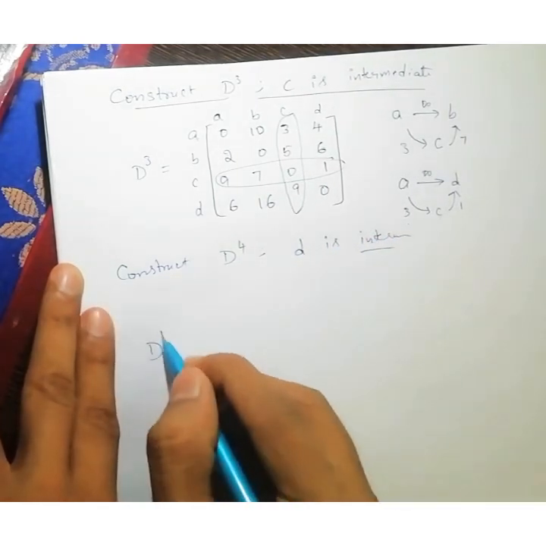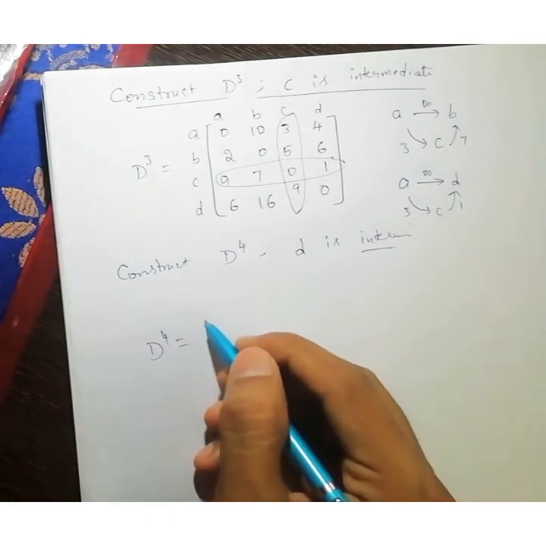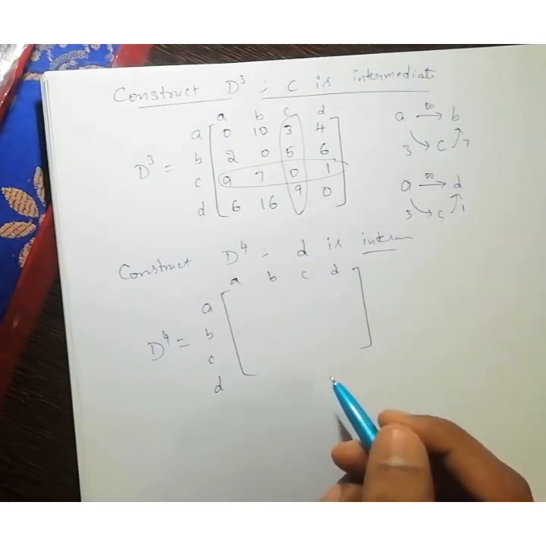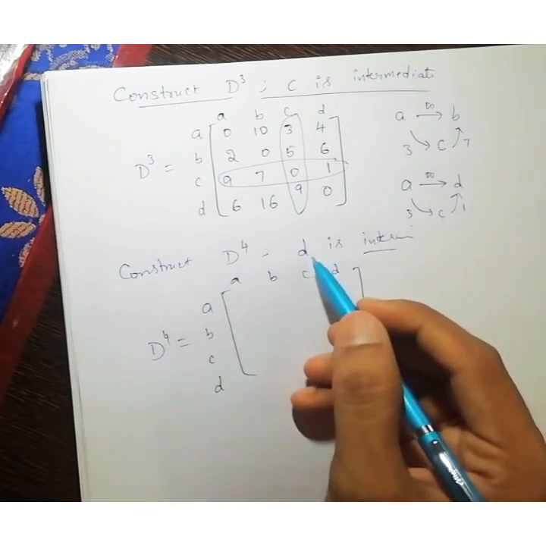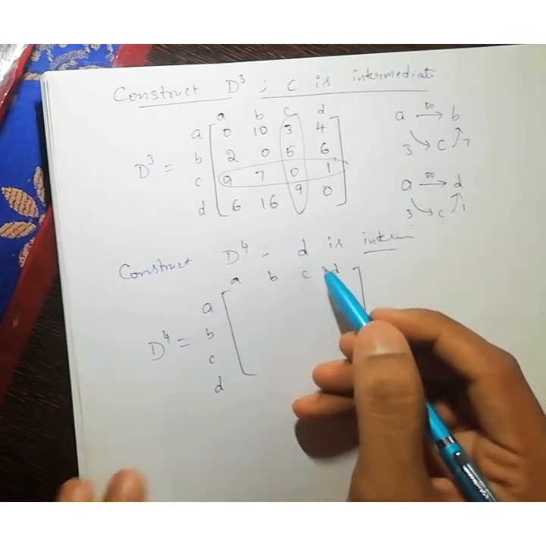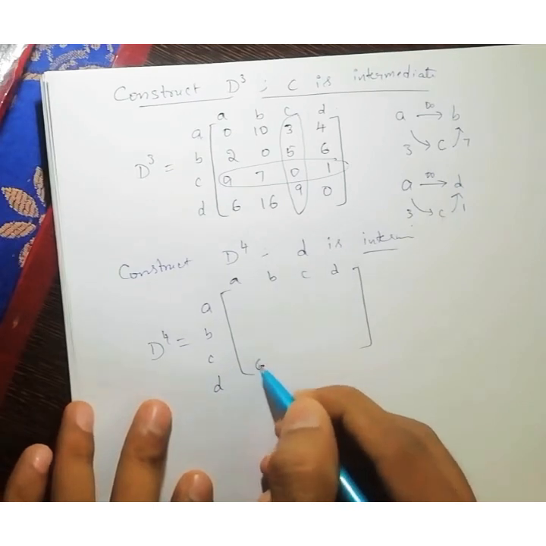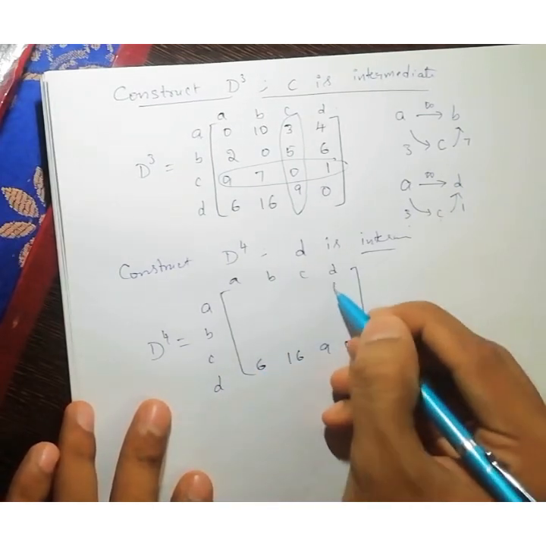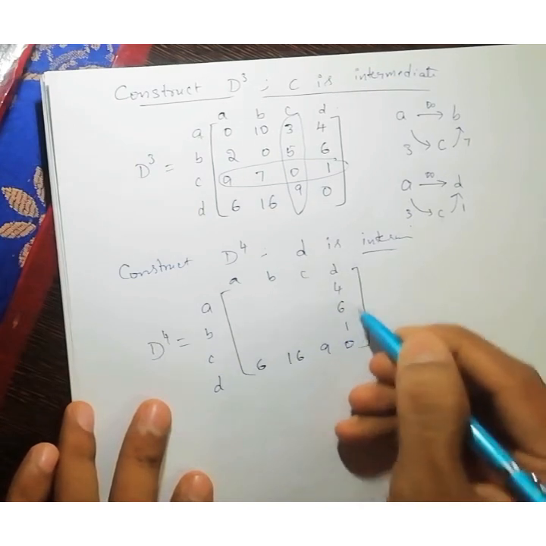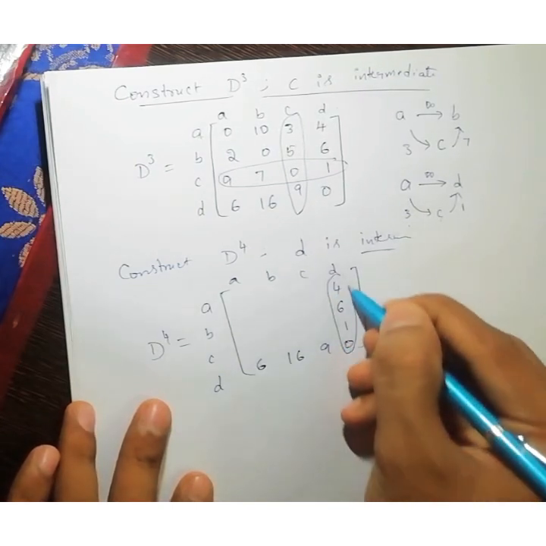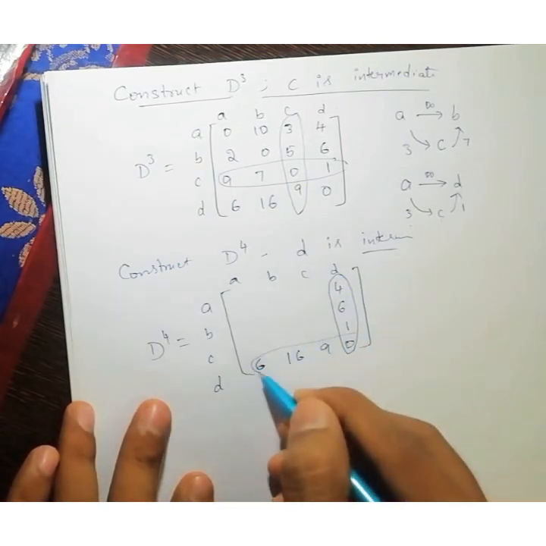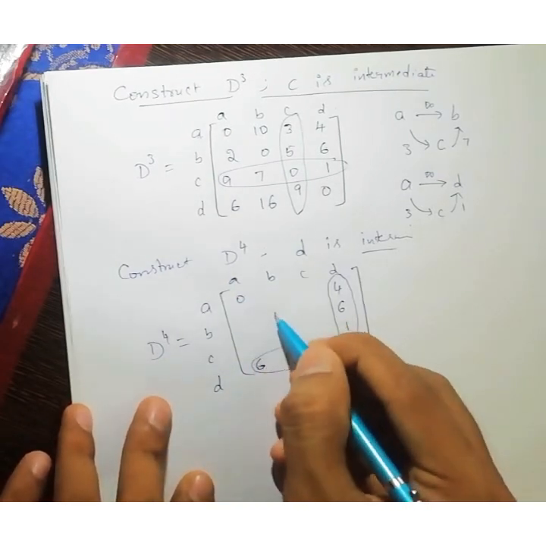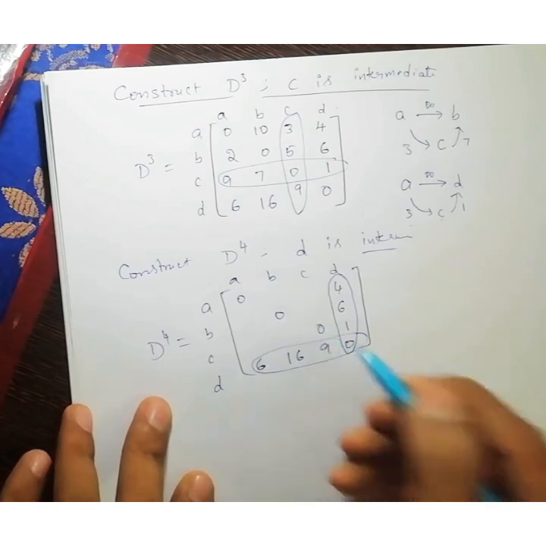So how to construct D4? This is the matrix. Here, which is the intermediate node? D is the intermediate node. That means the row and column related to D will not change. So I will write as it is: 6, 16, 9, 0, 4, 6, 1. It will not change even if you check. And the diagonal elements also, that is no self loop, so it is also 0.